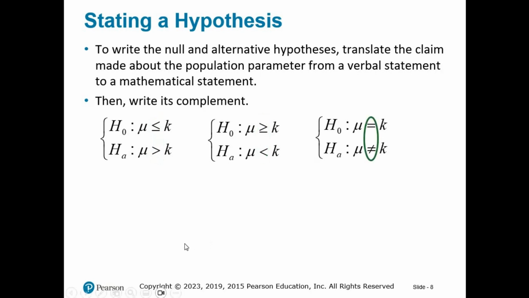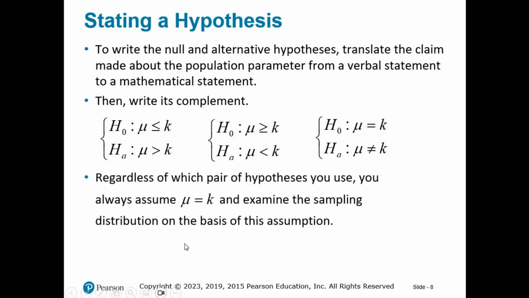Same goes for these others. And regardless of which direction you go with these signs, you always assume mu equals k and examine the sampling distribution based on that assumption.